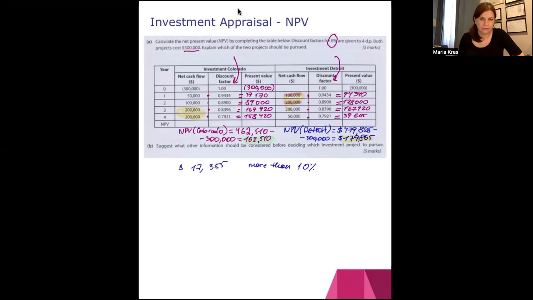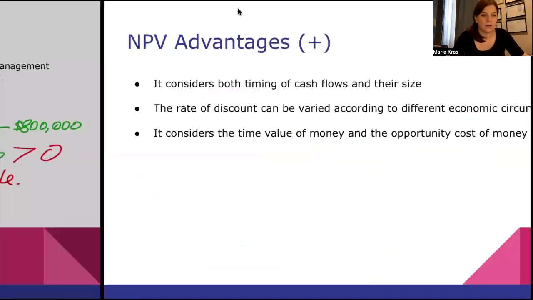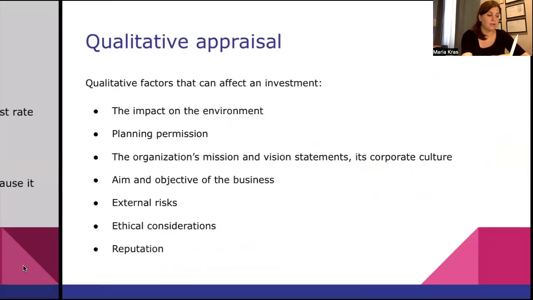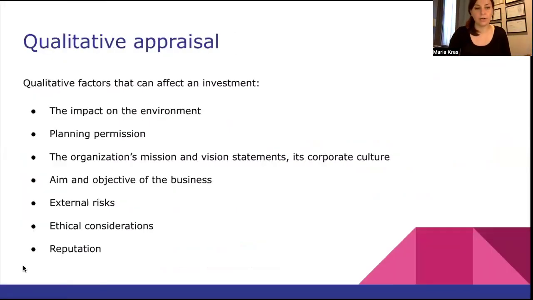What about the qualitative analysis? What about various considerations of gut feeling or intuition, or maybe there are certain other things that a business manager must consider? Let's see. So what are the qualitative appraisal parts? So it could be, for example, the impact on the environment of your project, the planning permissions or the building permissions, the organization's mission and vision statement, the corporate culture, the aim and objectives of the business, maybe the business really wants to grow around Colorado.